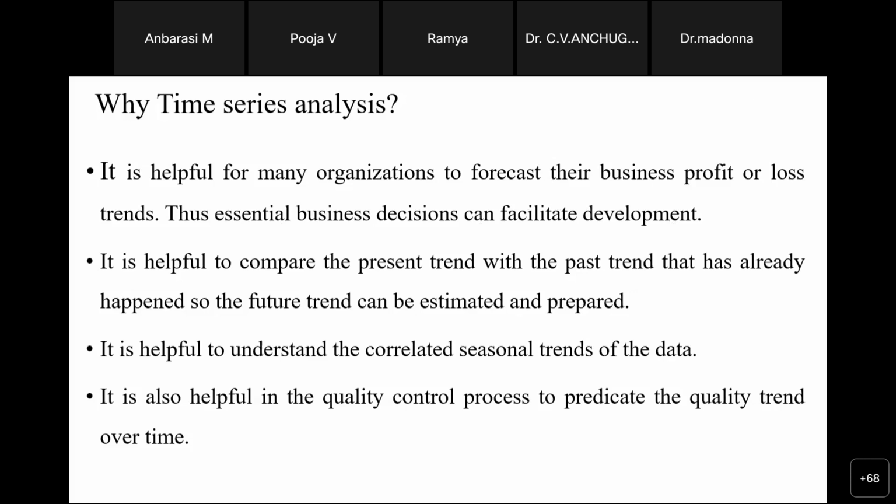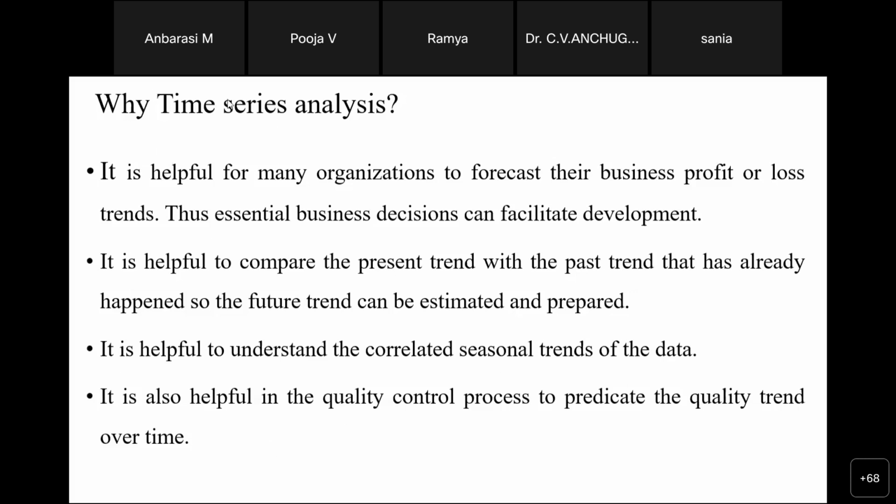Okay, so if it is in a profit, fine, but if it is in a loss, business people can take an immediate decision and overcome it. It also helps to compare the present trend with the past trend, and then they can predict the future trend. What could be the output of that particular product after 5 years? We can predict it. It even helps us understand the correlated seasonal trend of the data. It also helps in the quality control process to predict the quality trend over time.